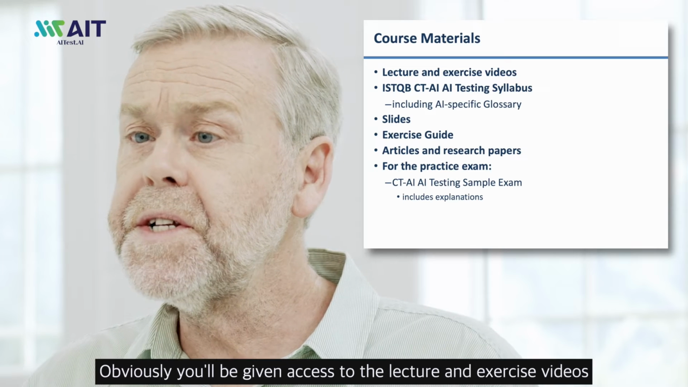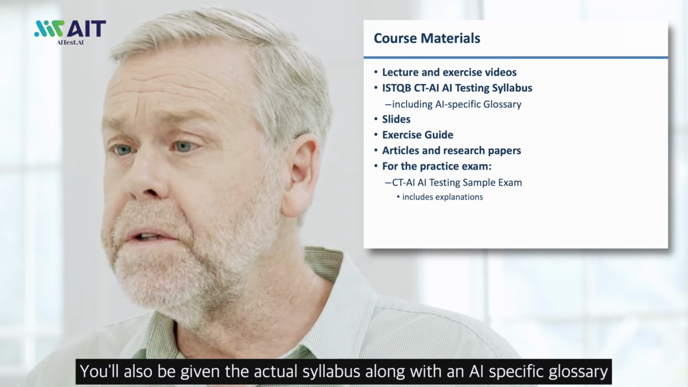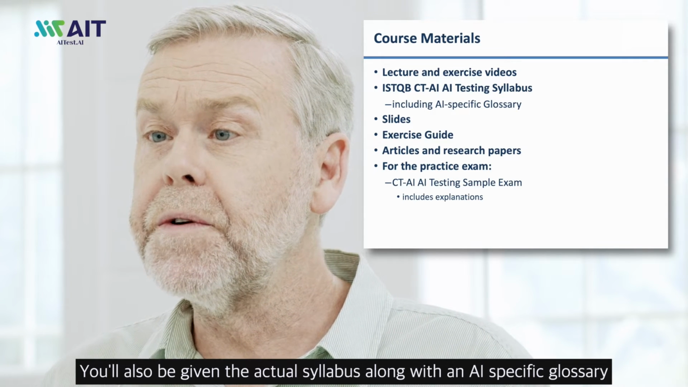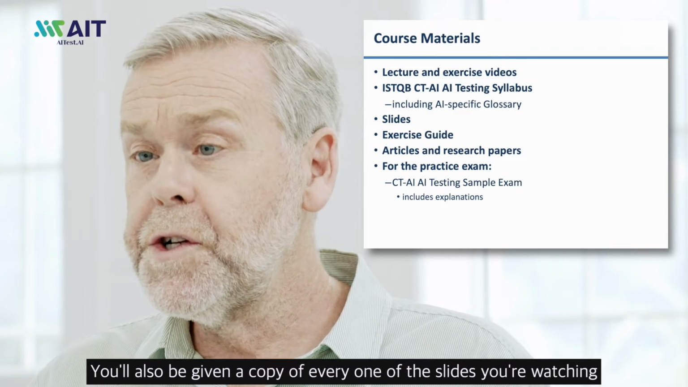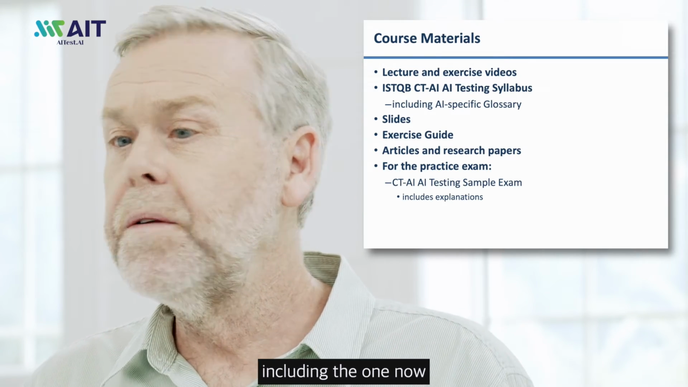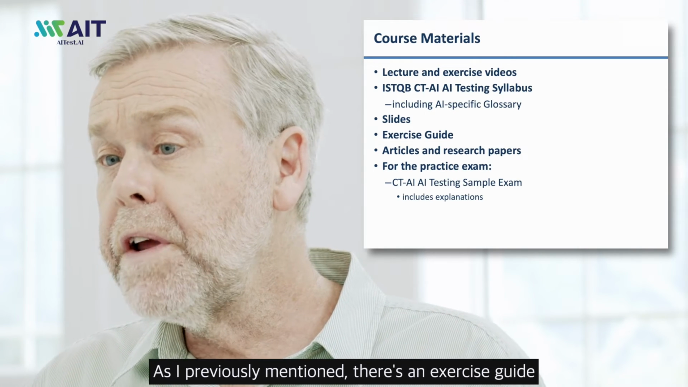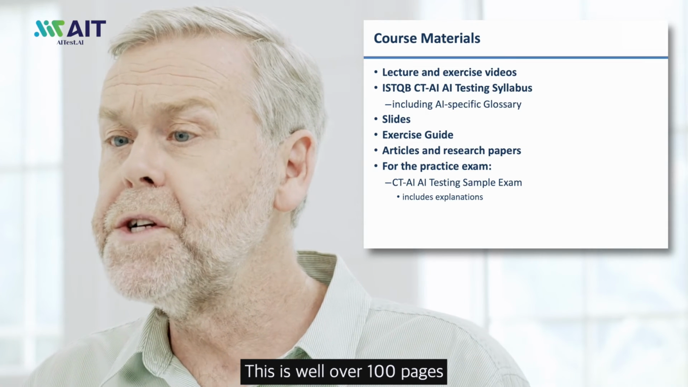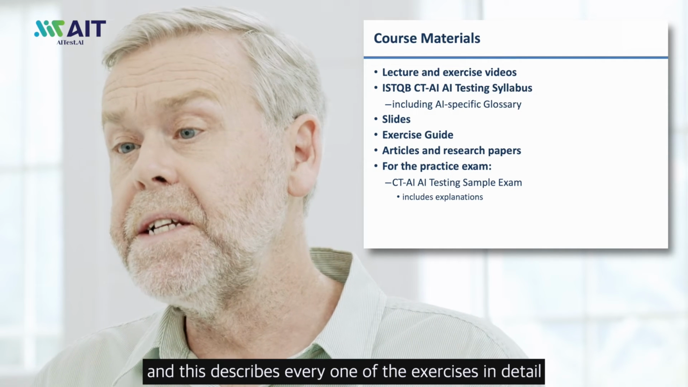This slide shows the set of course materials you're given for the course. Obviously, you'll be given access to the lecture and exercise videos. You'll also be given the actual syllabus along with an AI-specific glossary. You'll also be given a copy of every one of the slides you're watching, including the one now. These are useful for adding notes to. As I've previously mentioned, there's an exercise guide. This is well over 100 pages, and this describes every one of the exercises in detail.